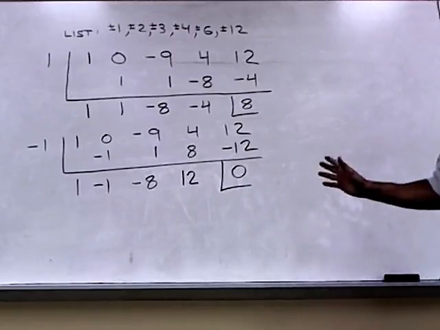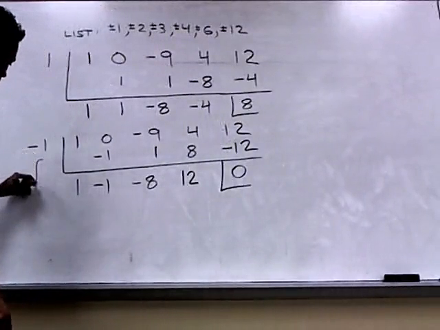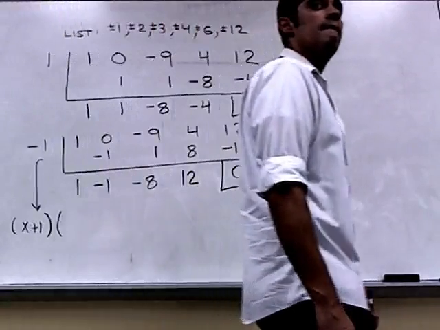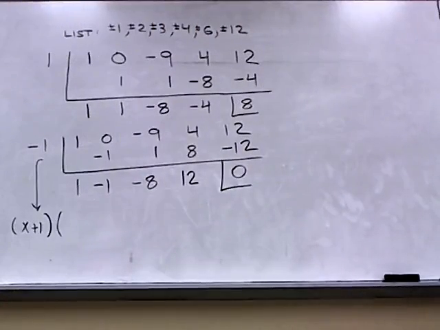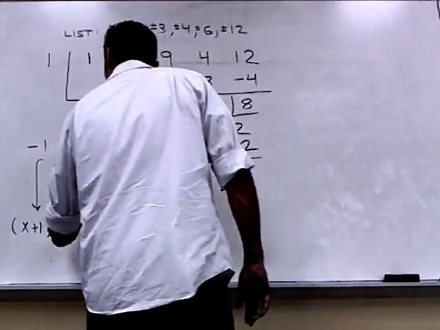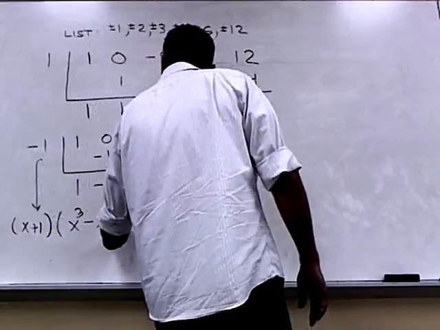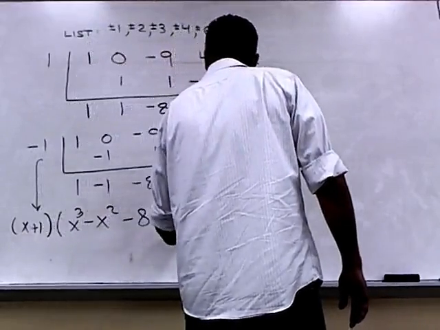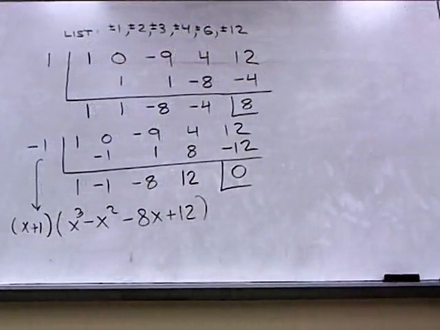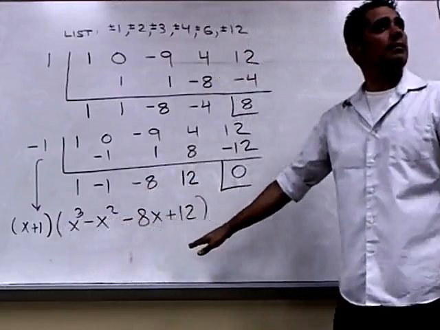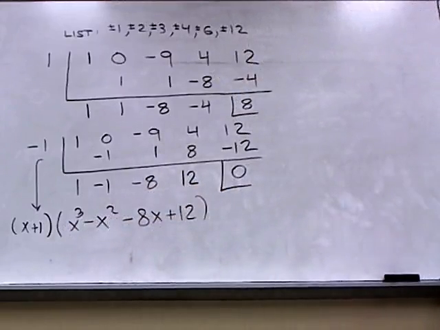What does that tell me so far this thing breaks down to be? X plus 1 times x cubed minus x squared minus 8x plus 12. Okay. All right, the thing in the parentheses has to go down further, right? And grouping will not work on that. That has 4 terms in it, doesn't it? It will not work, though.